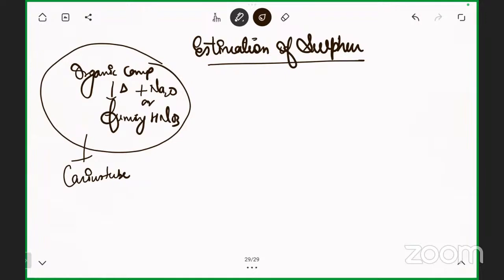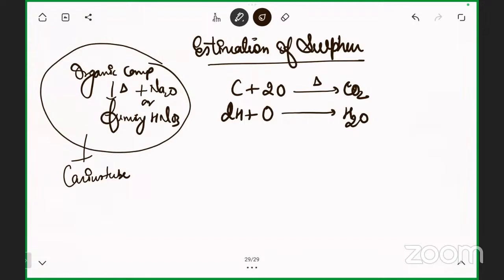The reactions involved in this process: the carbon present in the compound reacts with the oxygen on heating and forms CO2, while the hydrogen present in the compound reacts with the oxygen from HNO3 and forms H2O. But the sulfur present in the organic compound will react with the oxygen, and on heating it forms H2SO4, that is sulfuric acid.